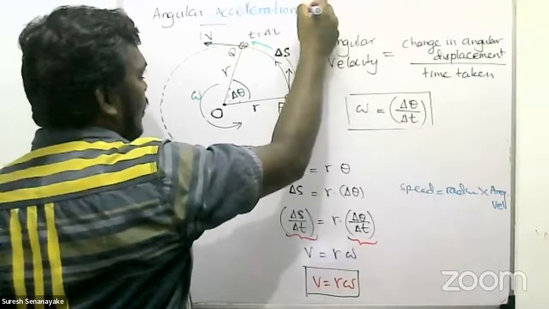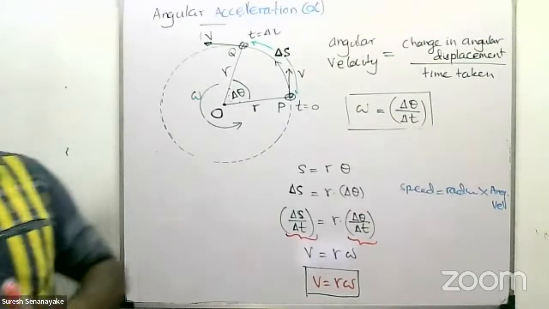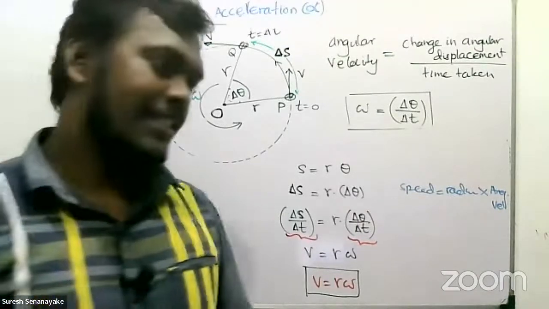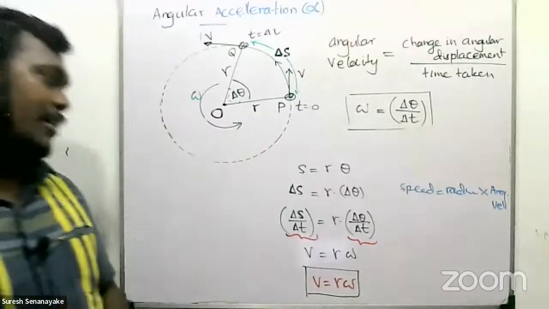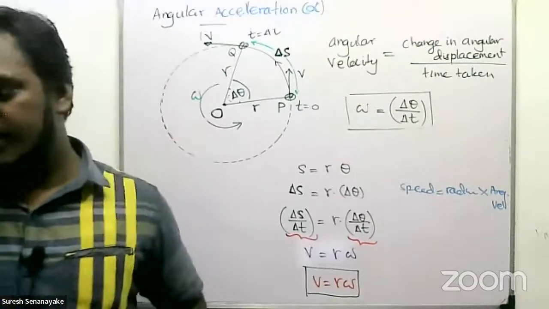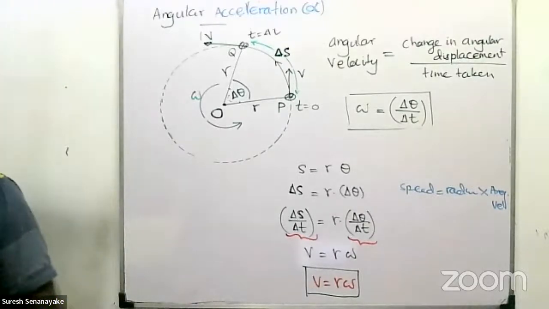It's alpha. We use the letter alpha for this. Angular acceleration. That's the angular acceleration. The angular velocity is not a constant, so it will accelerate. So the angular acceleration you can define as the rate of change of the angular velocity.